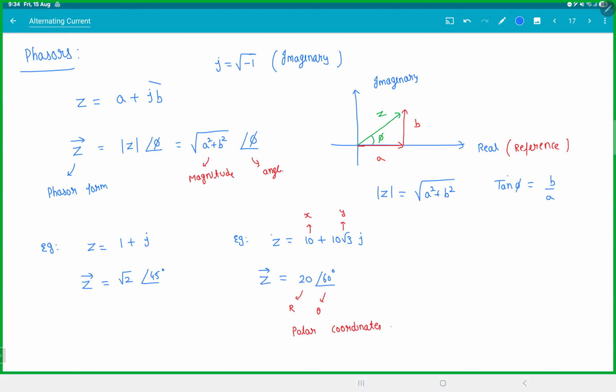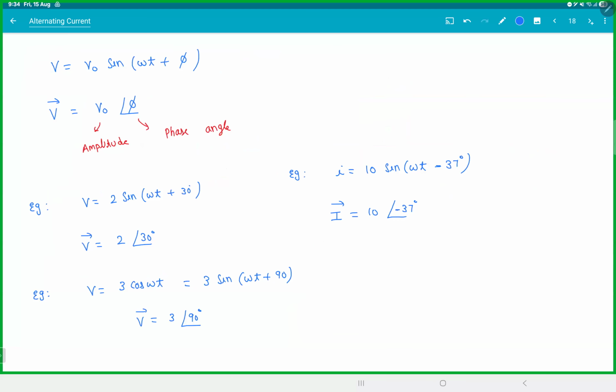If I give you a complex number, you can convert it into a phasor form. Phasor form is simply magnitude into angle. If I give you a sine function, I can convert that also into a phasor form. So phasor form is simply the magnitude and the phase angle. Is this making sense, everyone? This is the first thing that we need to do. And you will see why we'll need this.